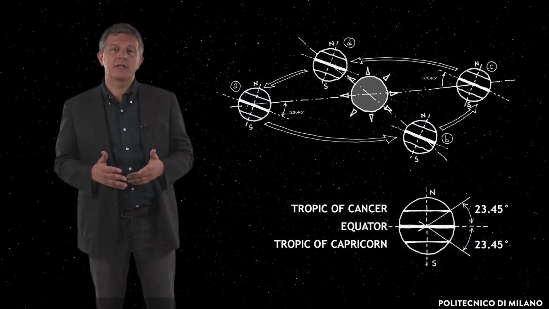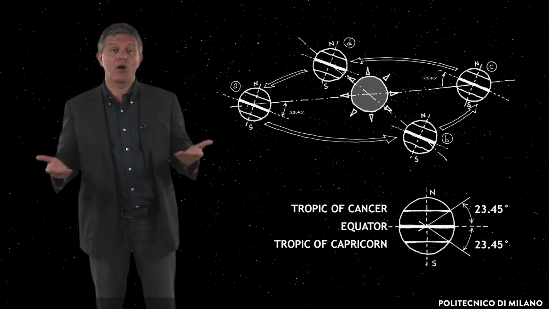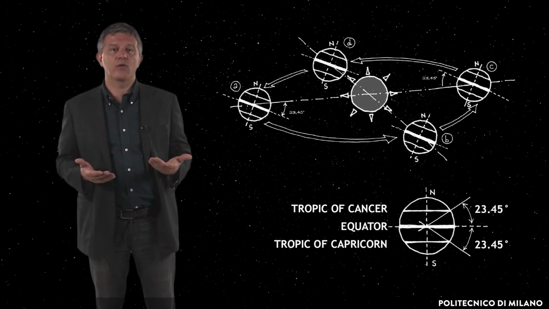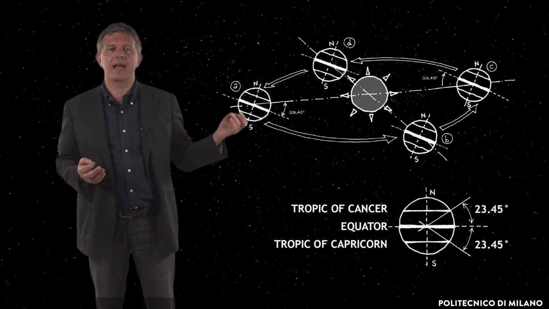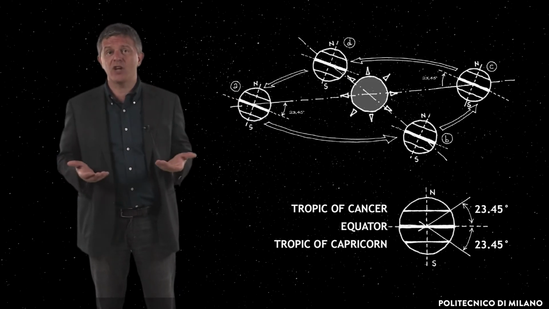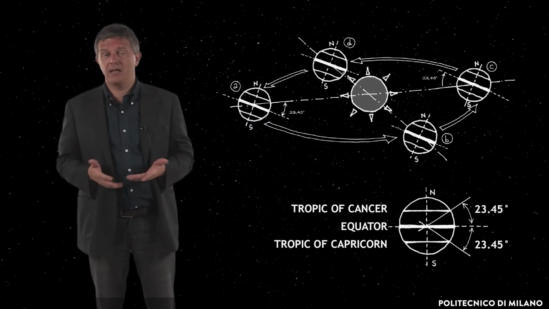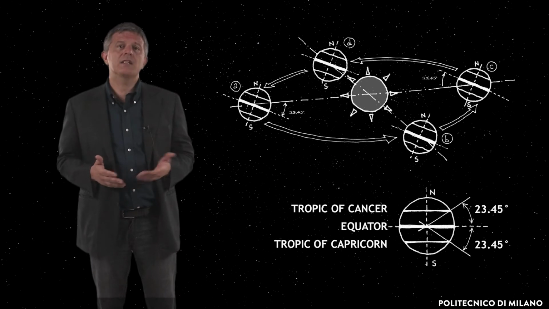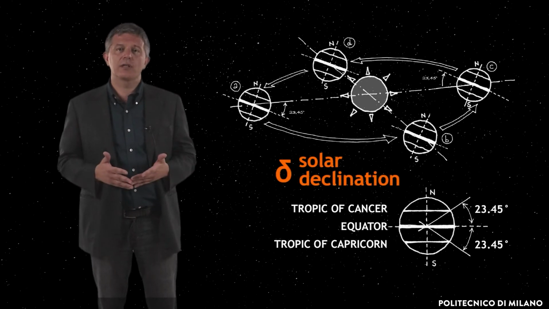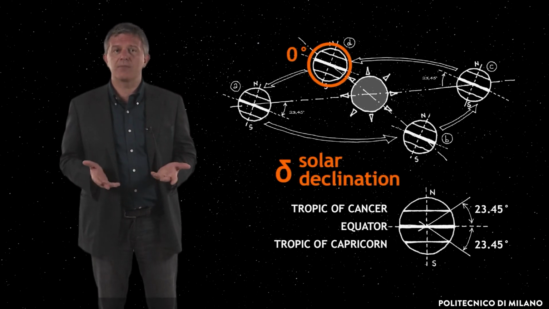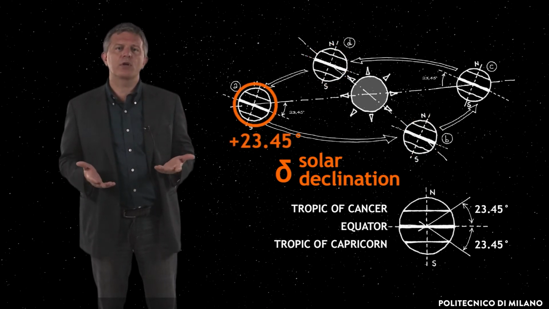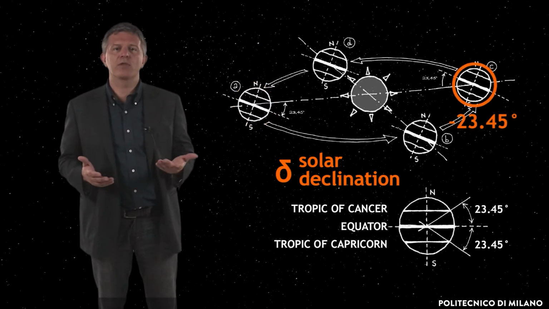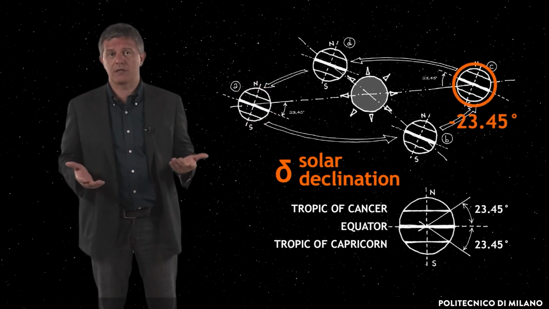The tilt of Earth's axis respect to the plane of the orbit is constant, but the angle formed between the line joining the center of the Earth with the center of the Sun and the equatorial plane changes day by day, or better, instant by instant. This angle is called the solar declination delta, is equal to 0 at the spring and autumn equinoxes, is plus 23.45 degrees at the summer solstice and minus 23.45 degrees at the winter solstice.